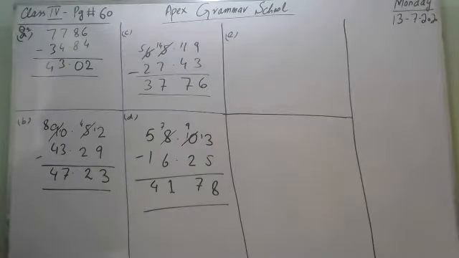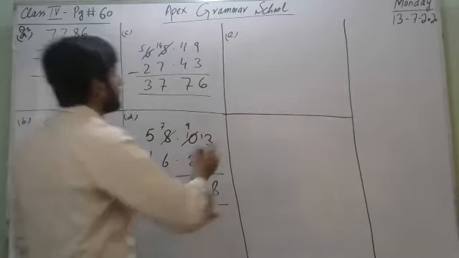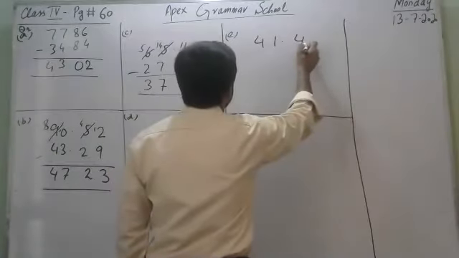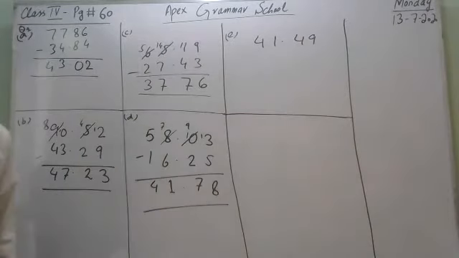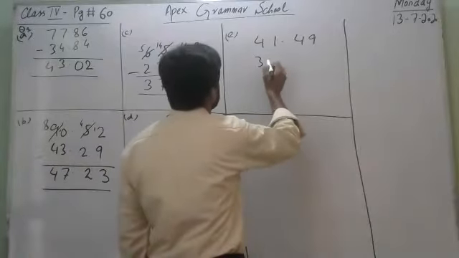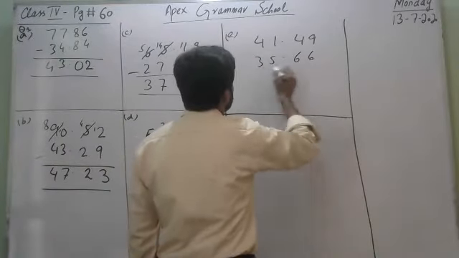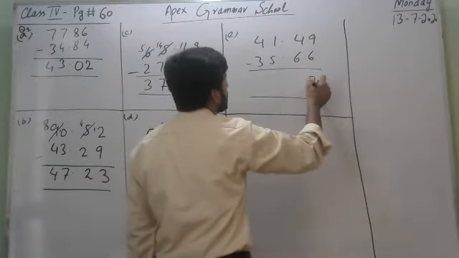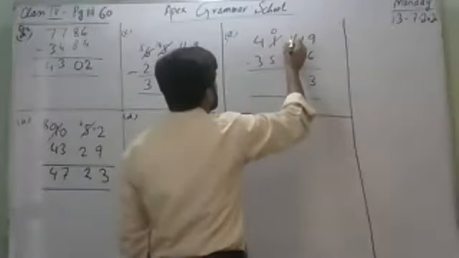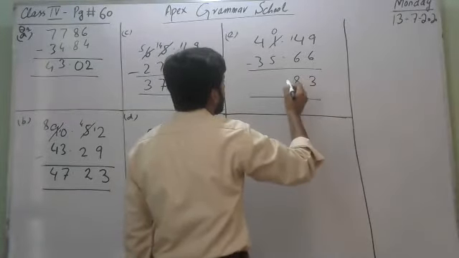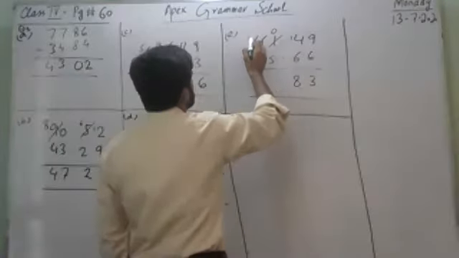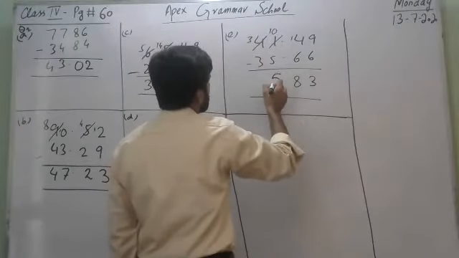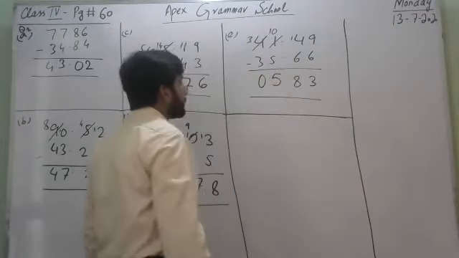E part is 41.49 minus 35.66. 9 minus 6, this is 3. 14 minus 6, this is 8. Then 10 minus 5, this is 5, and 3 minus 3, this is 0.